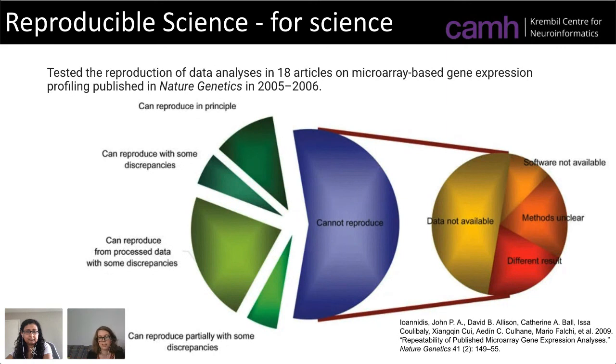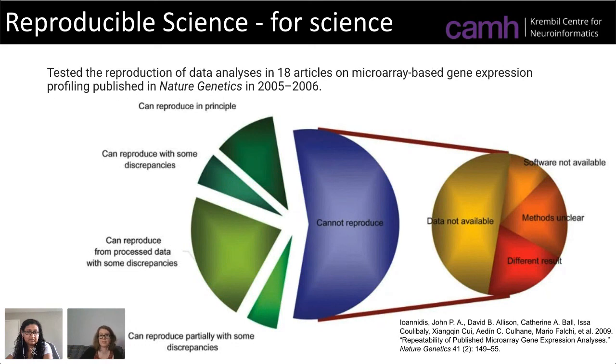This is a publication from him in 2009, where he took groundbreaking studies published in Nature Genetics in 2005 and 2006. For those of you who haven't seen Nature Genetics, if you get a publication in Nature Genetics as a graduate student, you will get a job. It's life making. So it's very sad that Ioannidis looked at 18 articles in 2005 and 2006 and noticed that over half of them couldn't be reproduced.